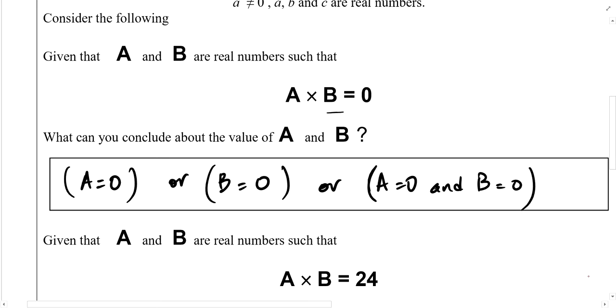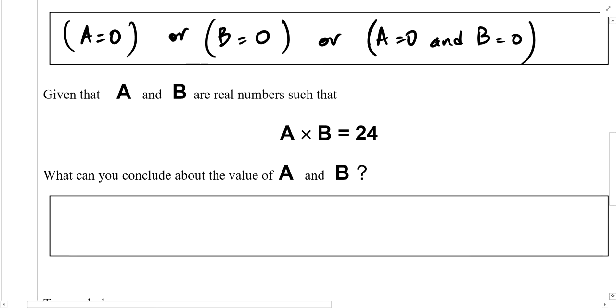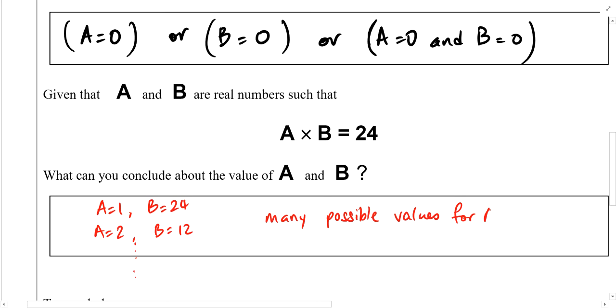Next one, A and B multiplied together give you 24. What can you conclude about A and B? Yeah, you've got many different possibilities. For example, A equals to 1, B equals to 24, A equals to 2, B equals to 12, so on and so forth. So there are many possible values for A and B. Therefore, no conclusion. Unlike the first case, we have a conclusion.